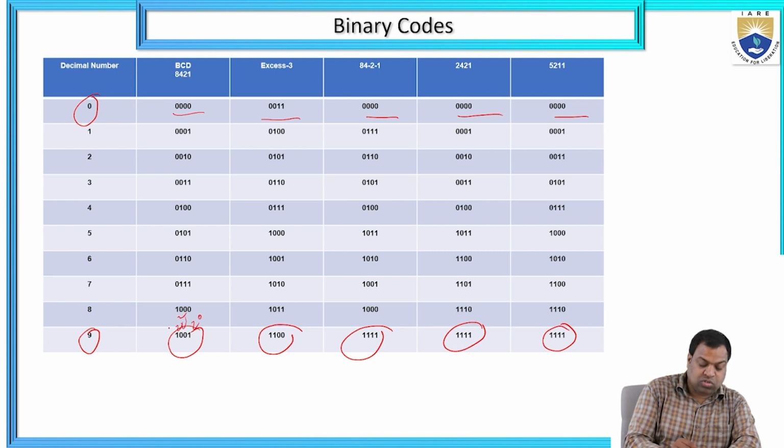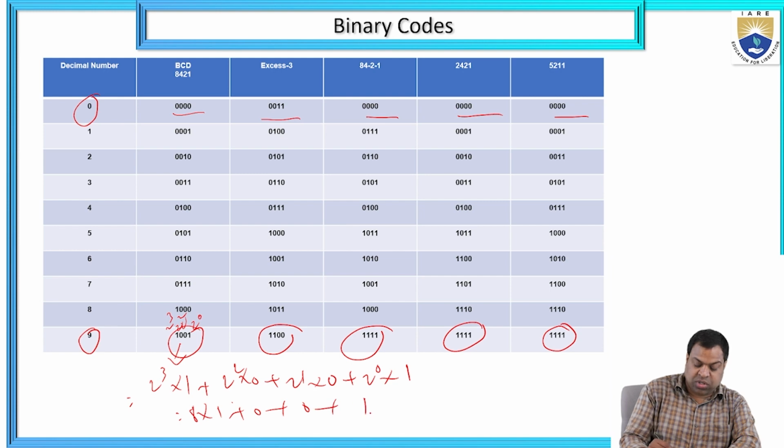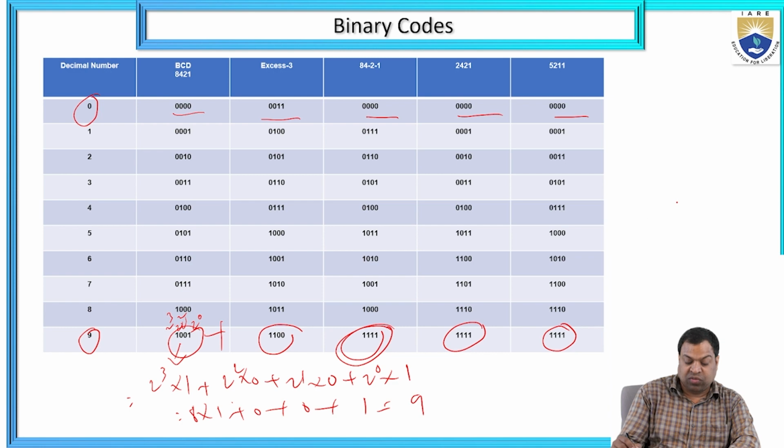Take 1001 with weights 2 power 0, 2 power 1, 2 square, 2 cube. What is the value here? 2 cube into 1 plus 2 square into 0, plus 2 power 1 into 0, plus 2 power 0 into 1. 2 cube equals 8, so 8 into 1 plus 0 plus 0 plus 1. How much is the value? 9. Here, XS3 code means we add 3 to this value. 8421 refers to the weights of the digits. Like this, and 2421, 5211. All ones means a 4-digit code with every bit 1, that is 1111.